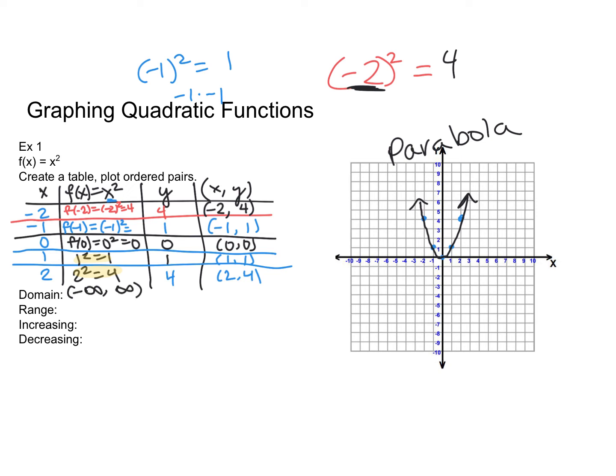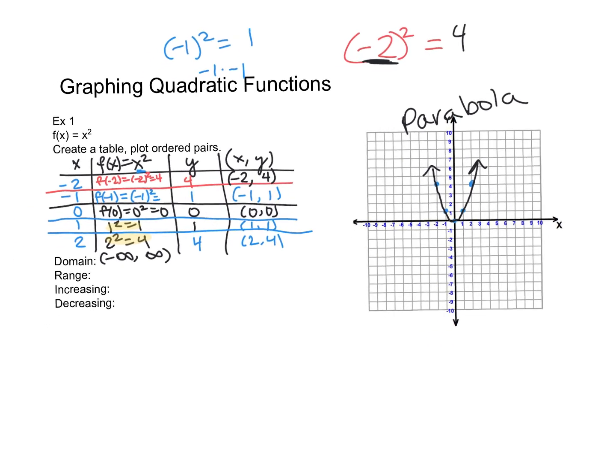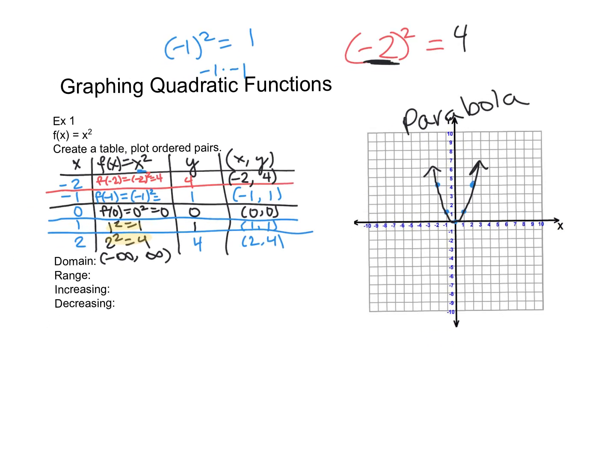And the good news for you, actually, is that all quadratics have a domain of negative infinity to infinity. So every quadratic that exists, its domain is negative infinity to positive infinity, no matter what. So that's kind of nice.